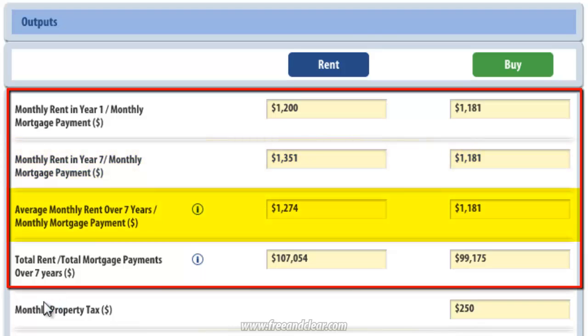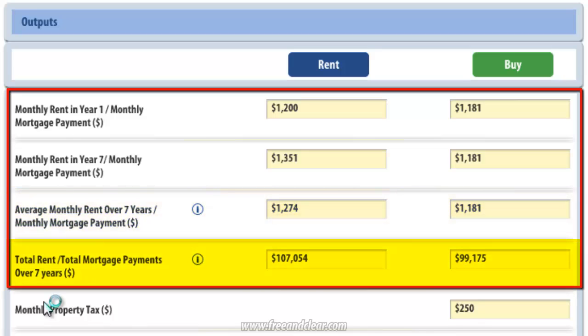Next, we compare the average monthly rent to our mortgage payment over the first 7 years of the mortgage. And on average, our rent payment is higher. Then, we look at the total of all the rent payments we make over 7 years and compare it to the total of all the mortgage payments we make.